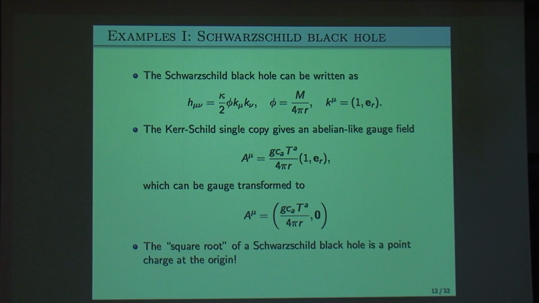So using the rules that I've just given you, I can take the Kerr-Schild single copy, which means that I take only one copy of this vector, but then keep the field phi intact. I've also changed some coupling constants over, as I'll say in a minute, and put in an arbitrary amount of colour charge. And we don't necessarily recognise this gauge field here, but if you gauge transform it, it's quite a simple gauge transformation, takes you to this form. And this certainly is recognisable because this is just the gauge field of a point charge. So the square root, if you like, of a Schwarzschild black hole is just a point charge at the origin.